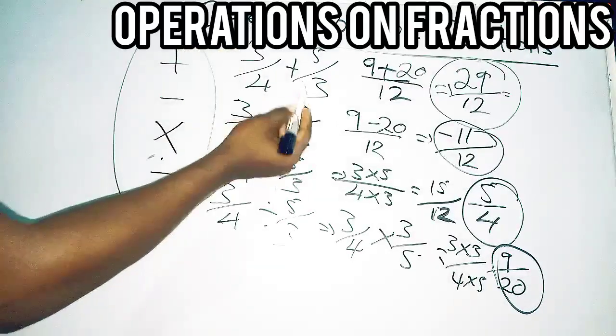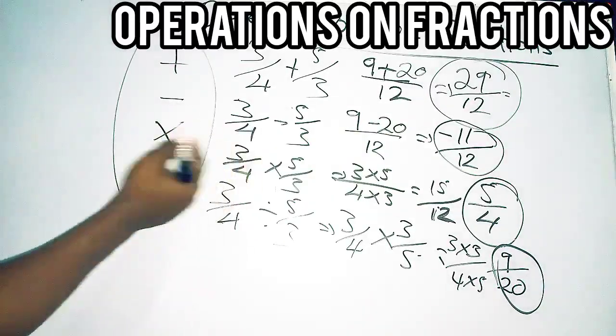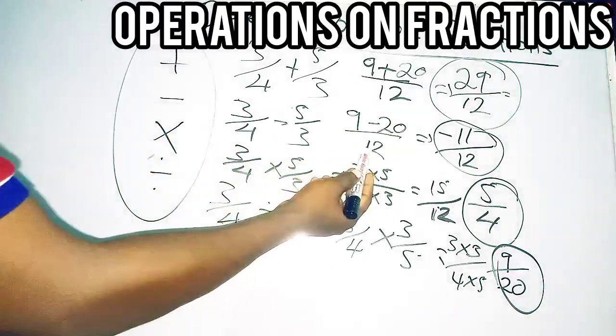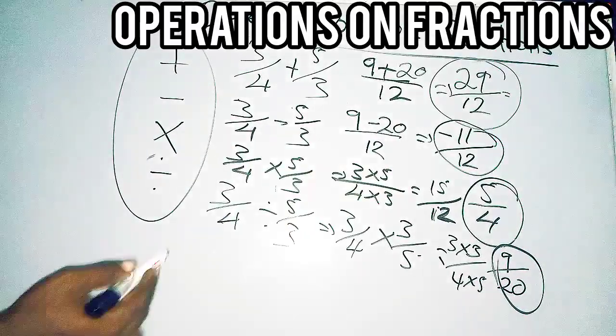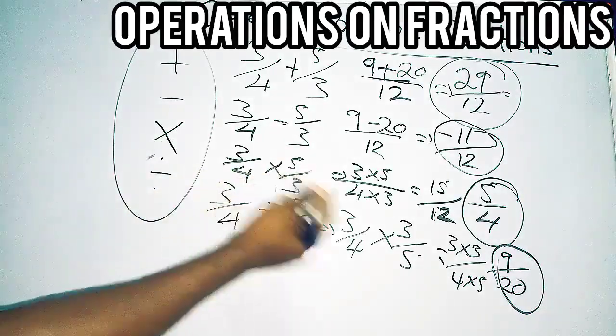When you are given two fractions to add, you have to find the LCM. When you are given two fractions to subtract one from the other, you are also going to find the LCM. If you are given two fractions to multiply, all you have to do is to multiply the numerators separately, and you multiply the denominators separately.